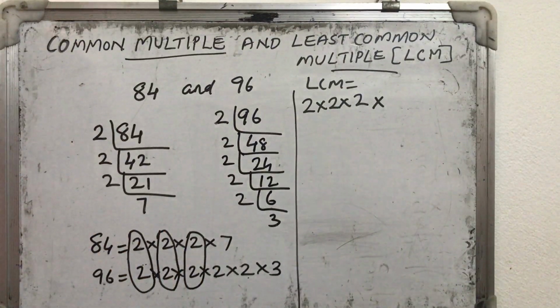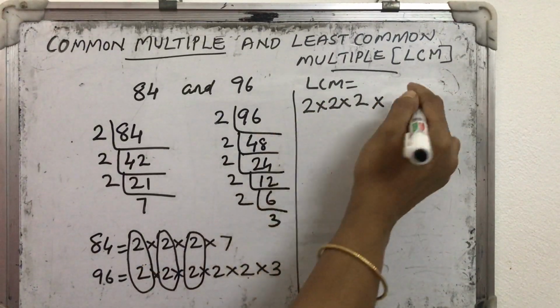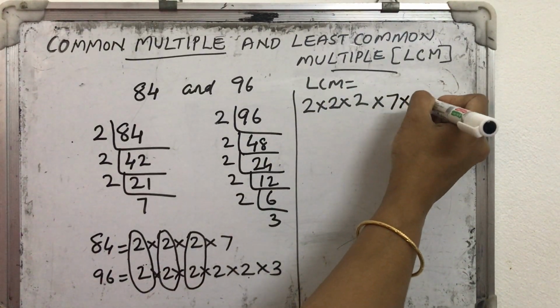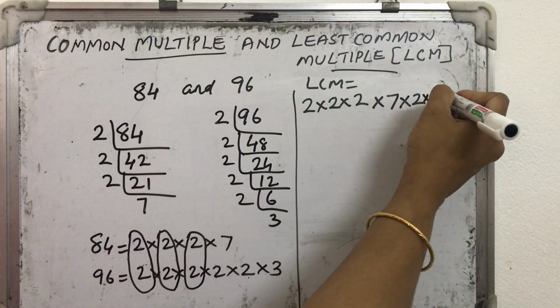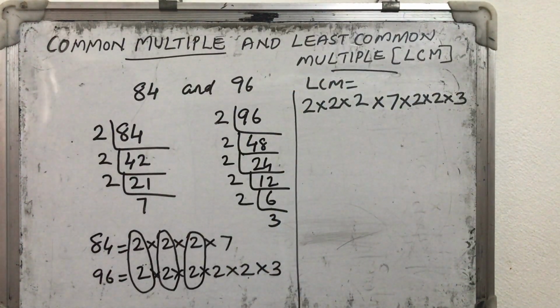But in the case of LCM, we multiply the common factors and also the factors other than common. Which are the factors other than common? This. So with this we are multiplying the other factors that are not common. So this many numbers are there. Their product will be the LCM of these two numbers, 84 and 96.